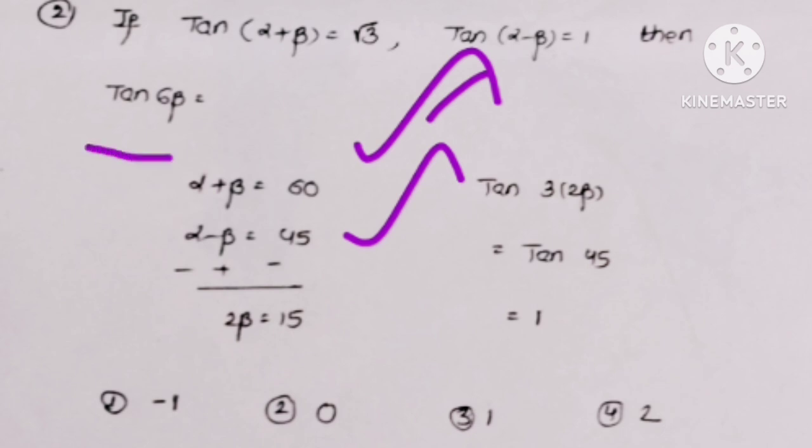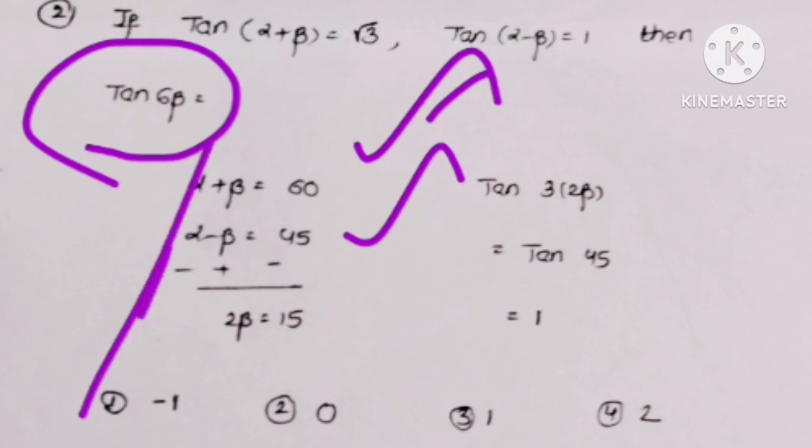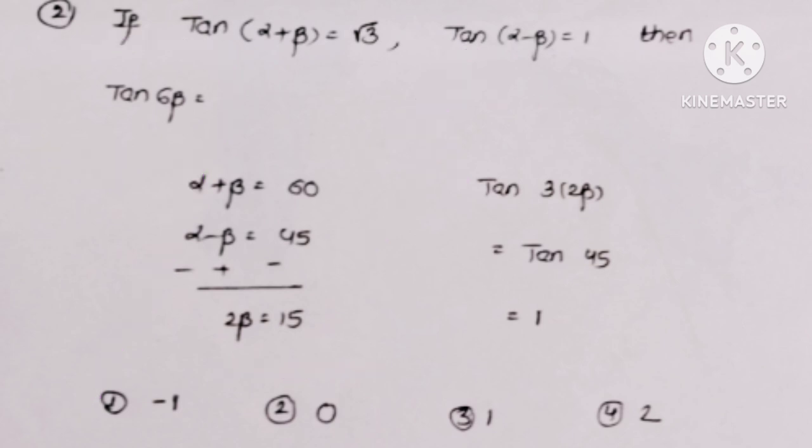What's the given question? You want the value of tan of 6 beta. Means first you want the value of beta. So add the equations, cut alpha minus alpha. Then beta plus beta, 2 beta, 60 minus 45, 15. Okay, 6 beta. We want tan of 6 beta. Now I am taking that tan of 6 beta is equal to 3 into 2 beta. Okay, 6 beta is equal to 3 into 2 beta.